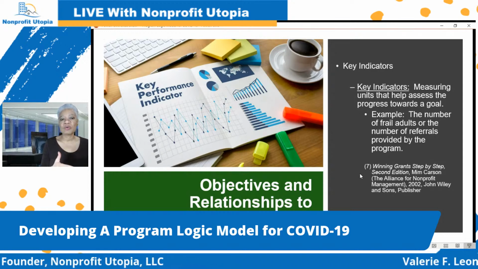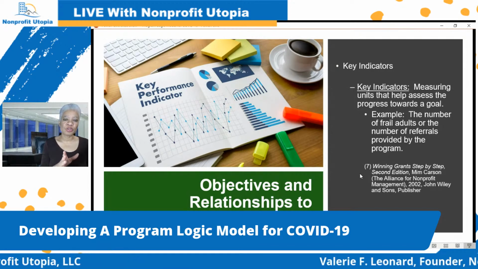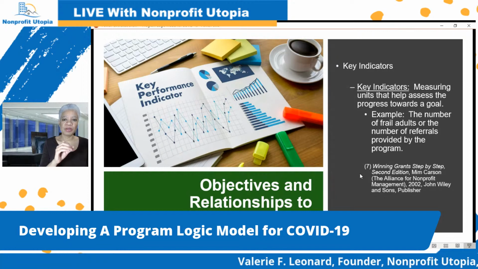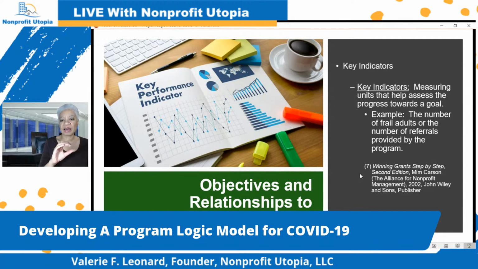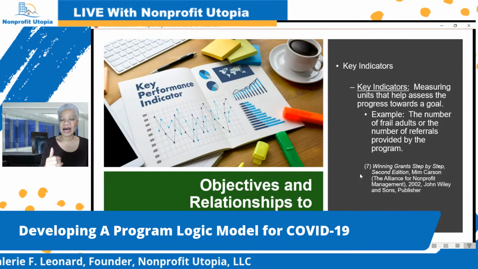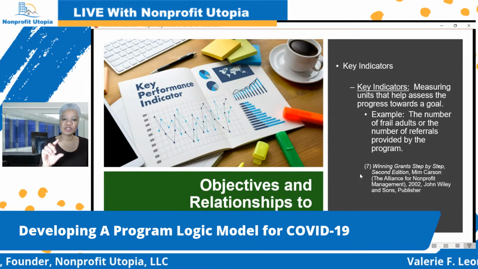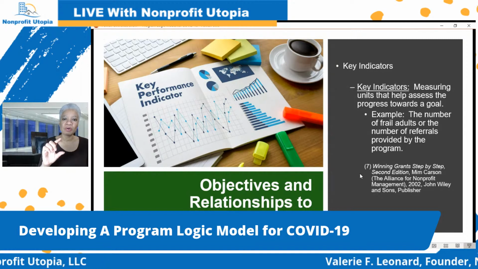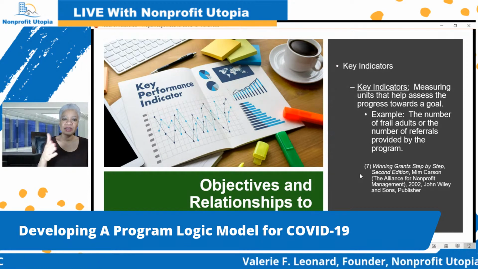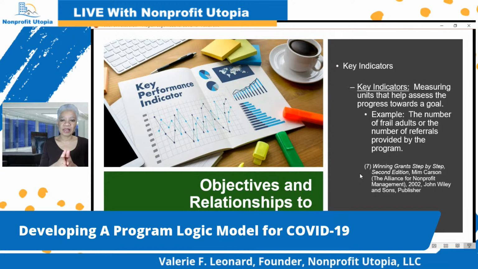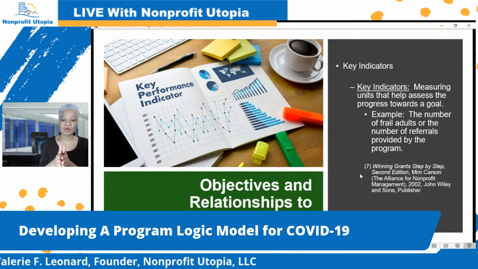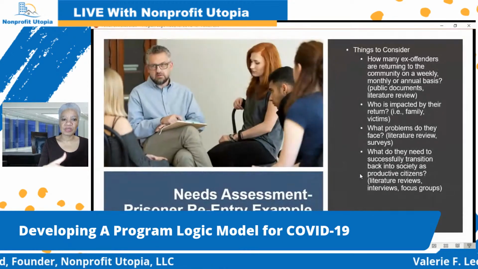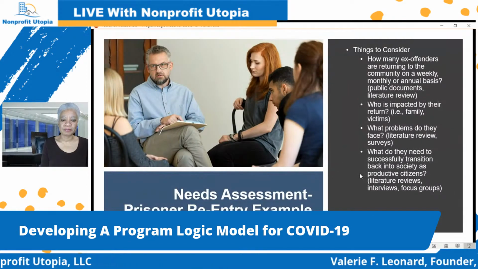So you will know whether or not you're moving towards your goal of reducing the number of people who are frail and elderly going into convalescent homes by measuring the number of people who are actually going into those homes, right? And hopefully over time, the number of people will decrease as a direct result of what you're doing.